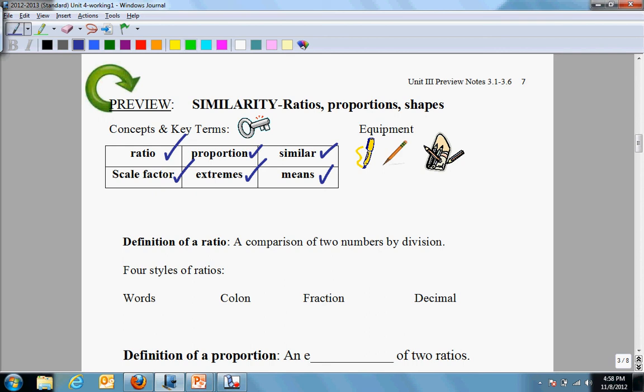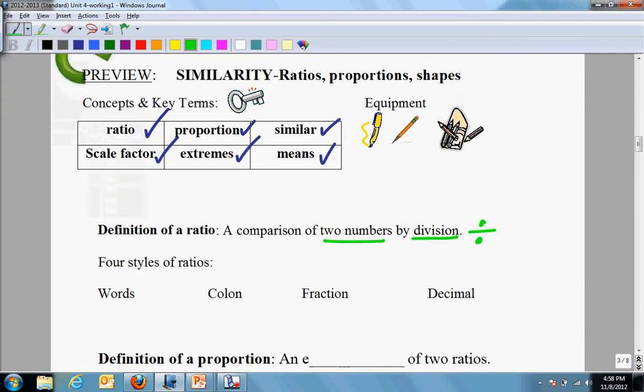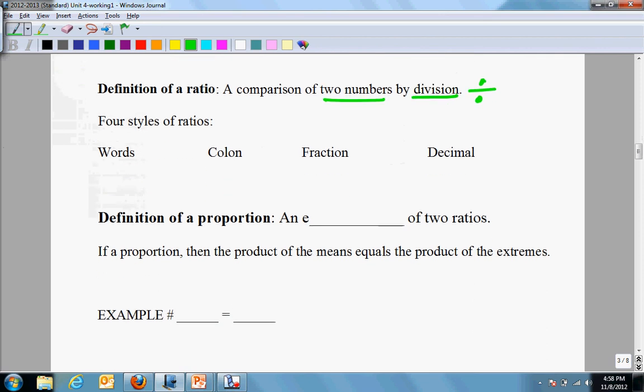Definition of a ratio. A ratio is simply a comparison of two numbers by division. And there's several ways we can note ratios. One way is just by using words. Another way is a colon. Another way is a fraction. And last is a decimal.